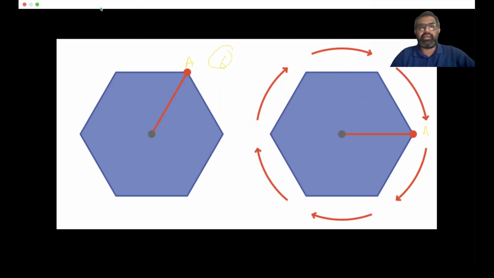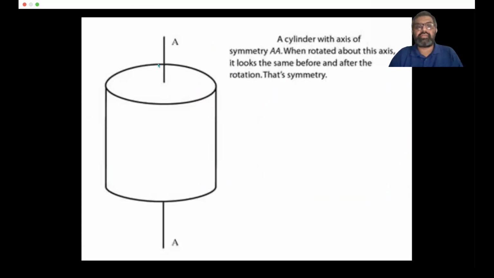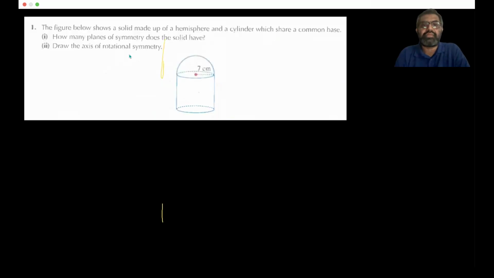For 3D shapes, again, we can define order of rotational symmetry, and we can also define axis of rotational symmetry. For a cylinder, if we draw a vertical line passing through the center of the cylinder, that is its axis of rotational symmetry. For a sphere, we can think how many axes of rotational symmetry there are. There will be infinite, because wherever we draw a diameter, any line passing through the center will be its axis of rotational symmetry. That was a quick recall about symmetry.